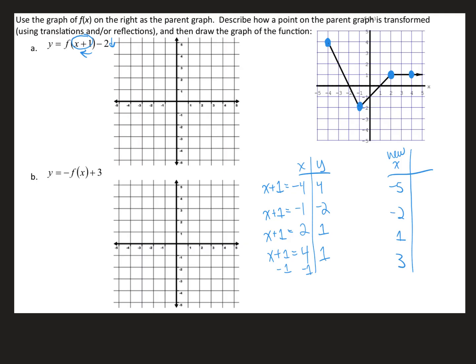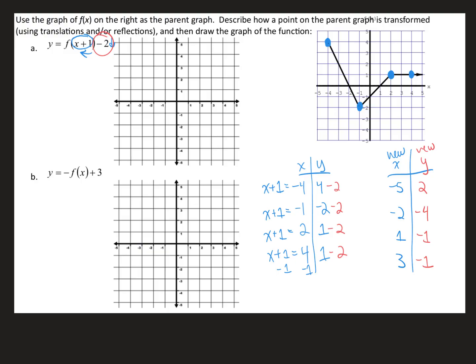Now with the y values, this is happening outside, so it happens to the y values, right? It's not grouped up with x. But additionally, it will do exactly what it's telling you to. So that -2 will take 2 away from all of these y values. So that'll leave us with 2, -4, -1, and -1. And those are the new y values. So what we do is we plot all of these new points on the graph.